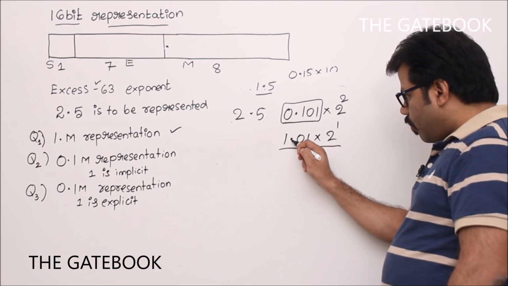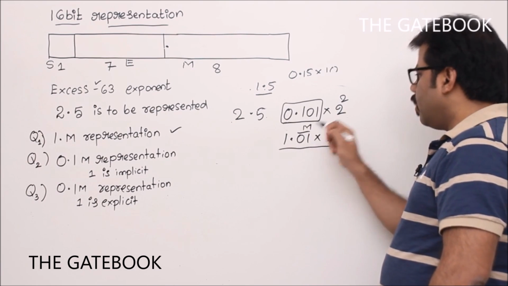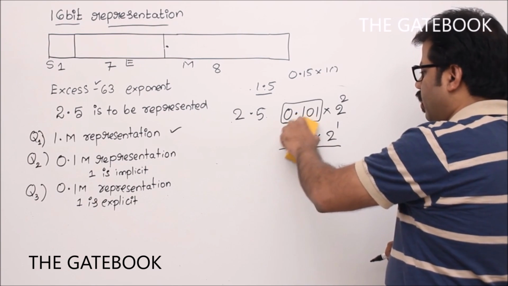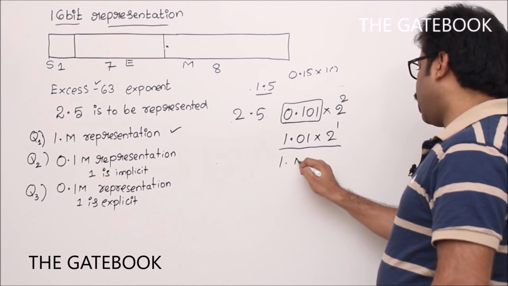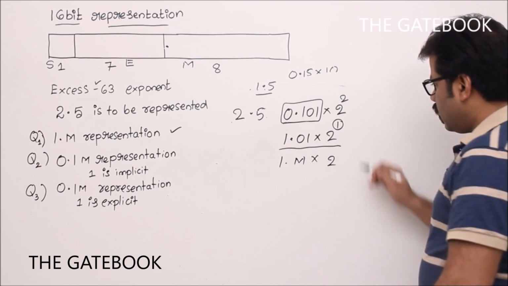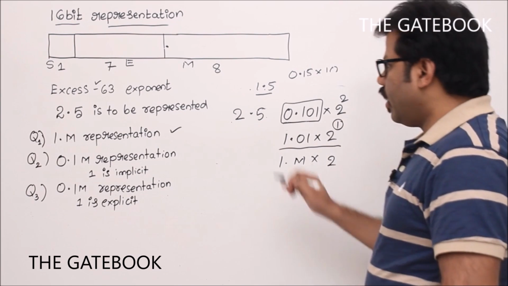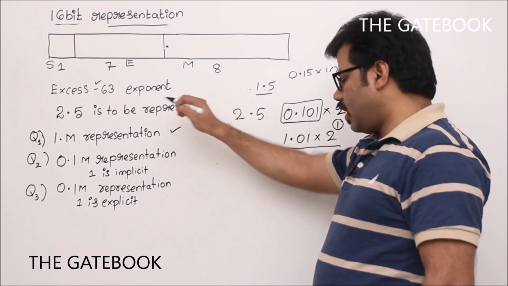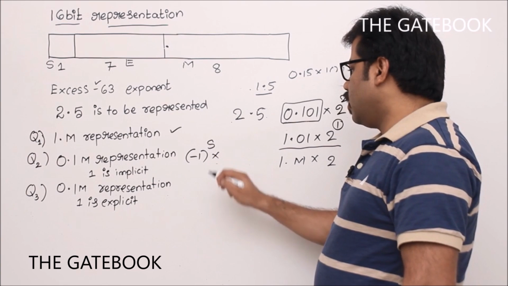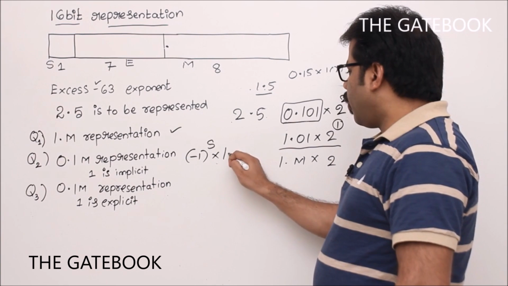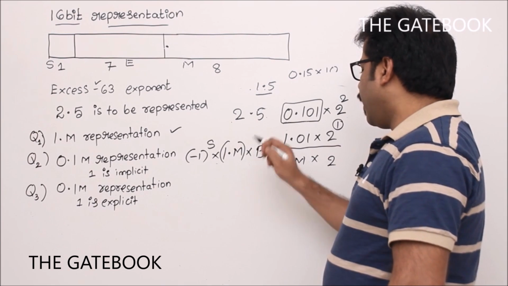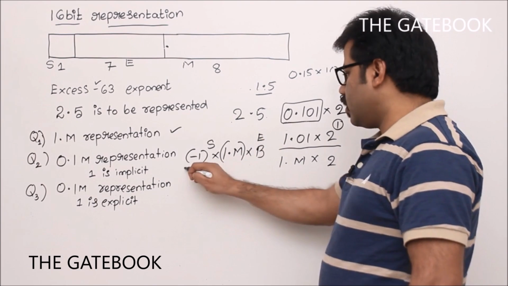You see 1.m, right? So that's why I changed this to 1.m format, 1.m into 2 to the power of 1, right? You know the format, right? Remember one thing, whenever x is 63 exponent, generally the structure is like this: minus 1 whole power s into 1.m into base power exponent. This will be given in the question sometimes, okay?